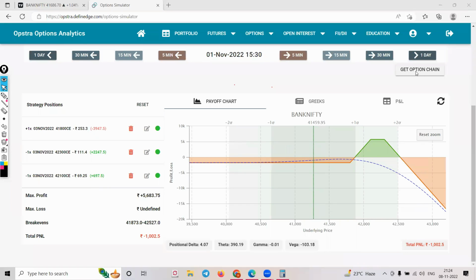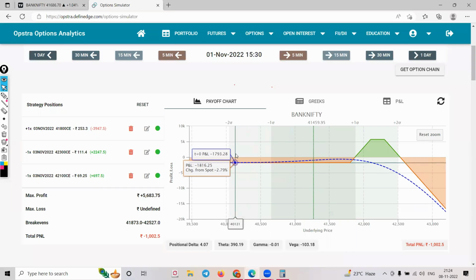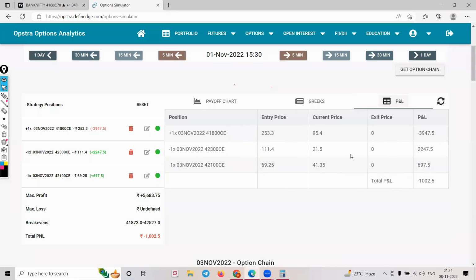I'll go to option chain. Okay, let me see. For that, I think I have to exit this. Okay, let's go to profit and loss. So you have 41 rupees premium still left. Okay, so you got 69.70 and you have 41.